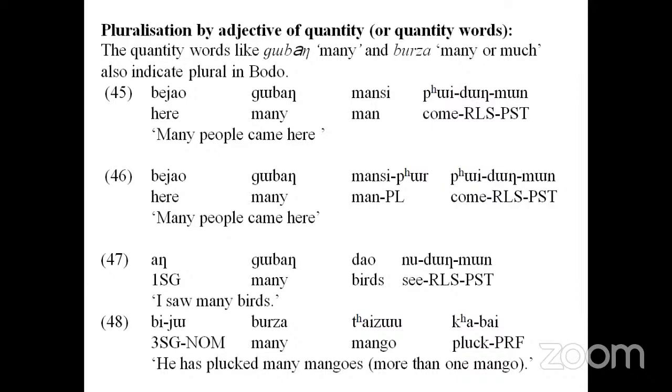This sentence also has the same meaning, many people come here, but 45 and 46 are slightly different. In biao gebang mansiper phaidengman, the pluralized mansiper is something more focused than in sentence 45. In 47, ang gebang dau nudengman, I saw many words. Here also dau is made plural by gebang. And bia burza thaijo khabai means he has plucked many mangoes, that means more than one mango.